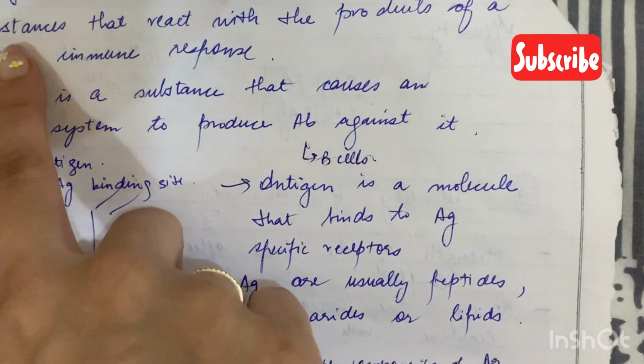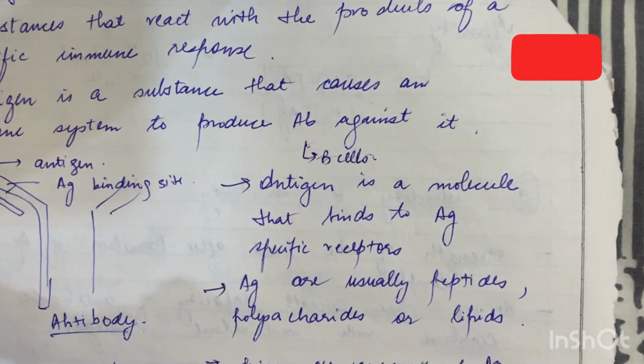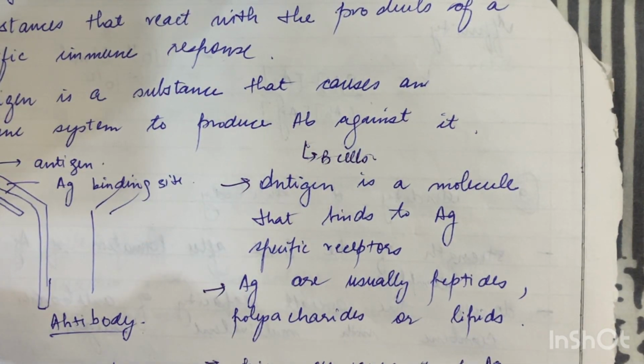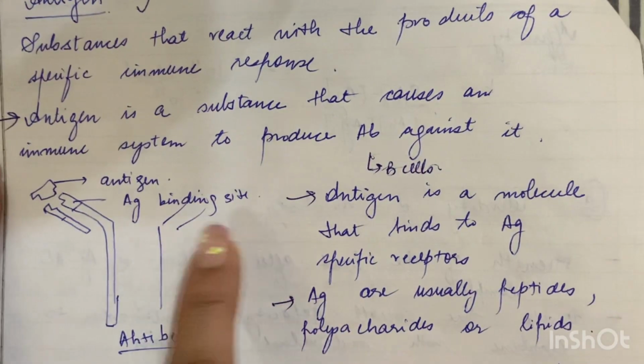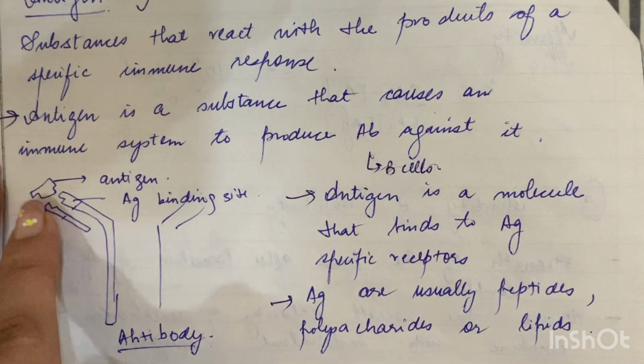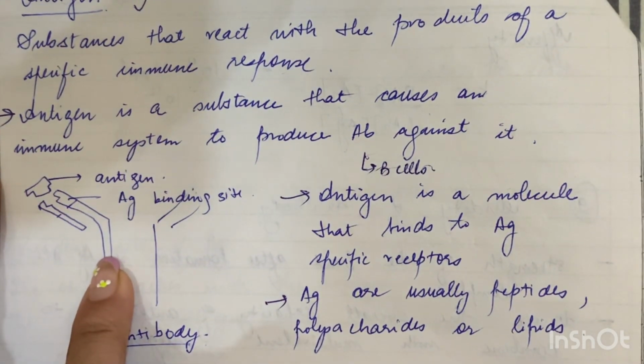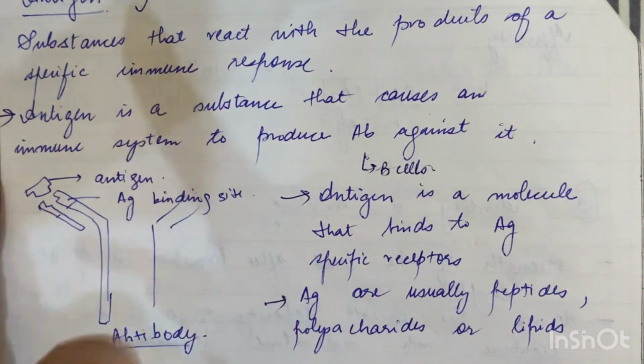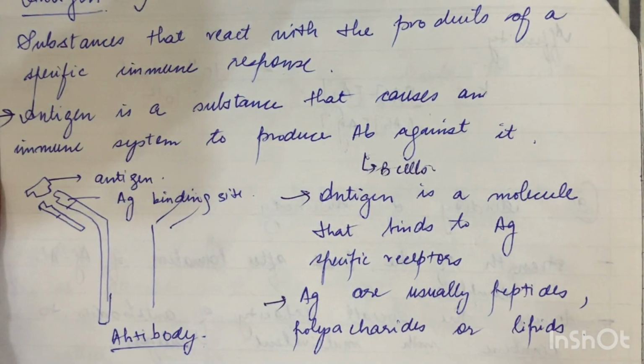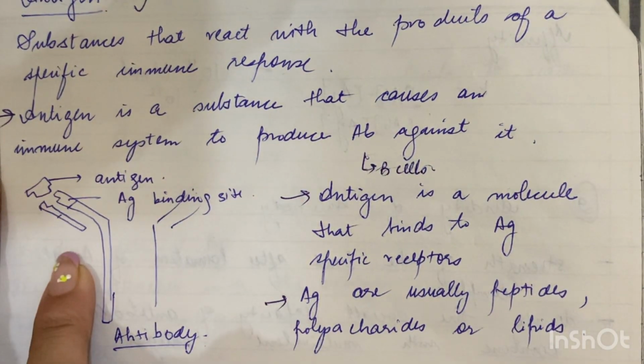So in today's video we will study what antigens and antibodies are, their types and interactions. This is the basic structure of the antigen and the antibody. First we'll study what antigens are, what antibodies are, and then we'll study the interaction process between them.